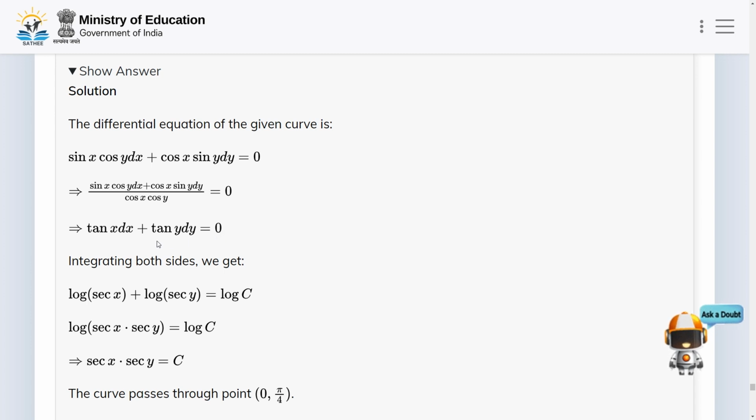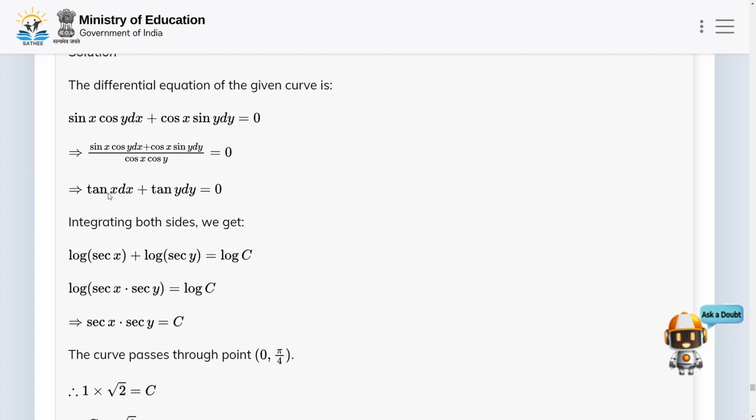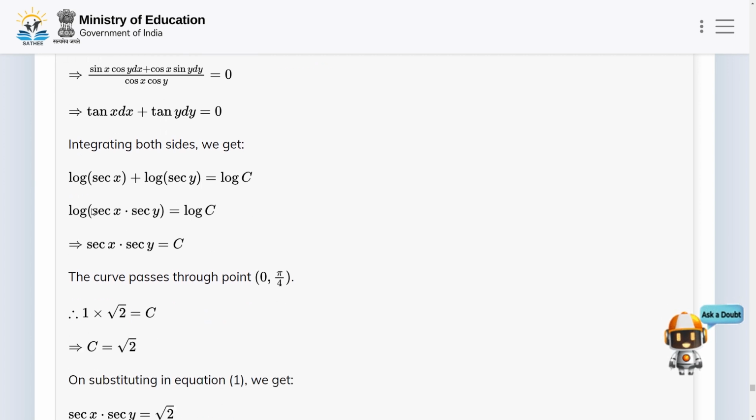Okay, this gives you what? You can directly integrate it. You will have integration of tan x dx plus integration of tan y dy is equal to some constant. This means the integration of tan x is log of sec x and this is log of sec y. Use the log property. You will have log of sec x sec y is equal to log c. This means sec x sec y is equal to c.